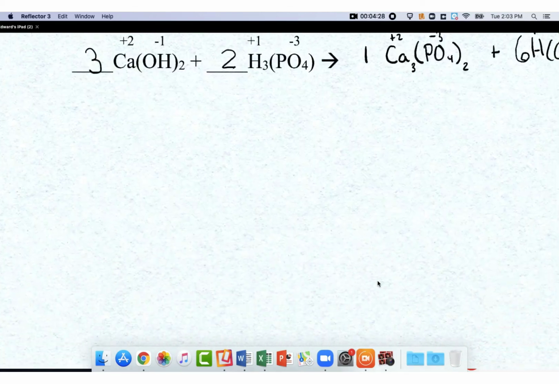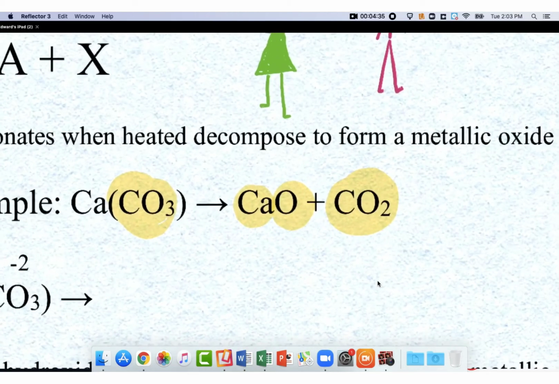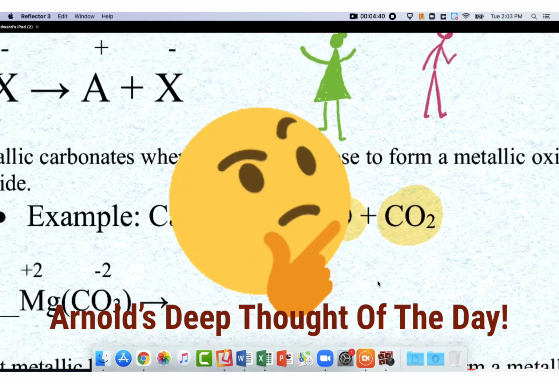And then finally, we have the decomposition, which is the breakup, where they split up. They may not split up pretty. As you can see from these, they're not pretty, but breakups rarely are pretty.